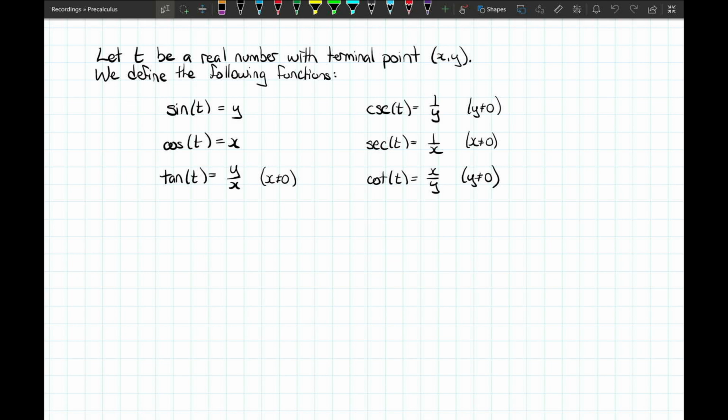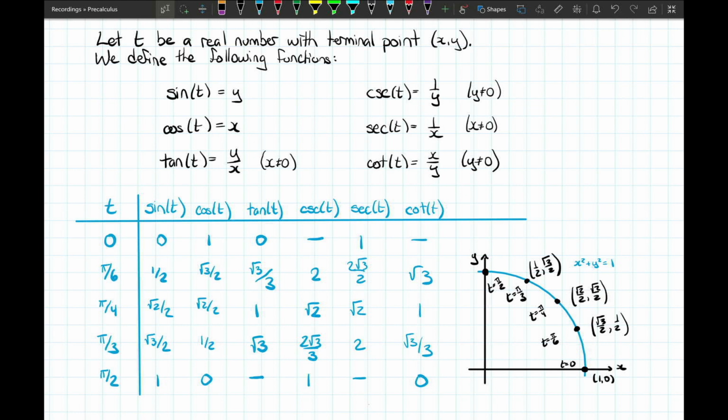Using the points on that unit circle, let's look at the values of these 6 trigonometric functions ranging from 0 to pi over 2. Looking at quadrant 1, we can choose these very nice distances, real numbers t: 0, pi over 6, pi over 4, pi over 3, and pi over 2. And that goes from the start to the end of quadrant 1. And in quadrant 1, the x and y coordinates are always positive. So you'll notice that none of these trigonometric values are negative.